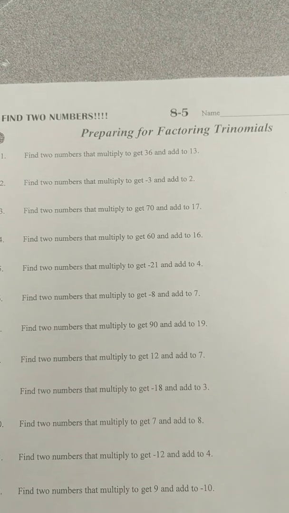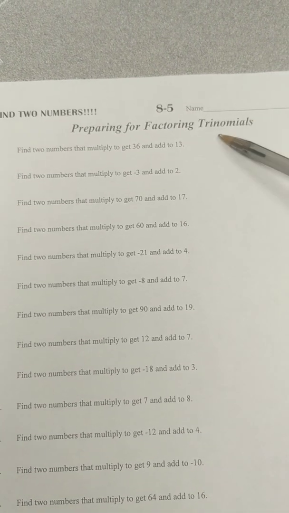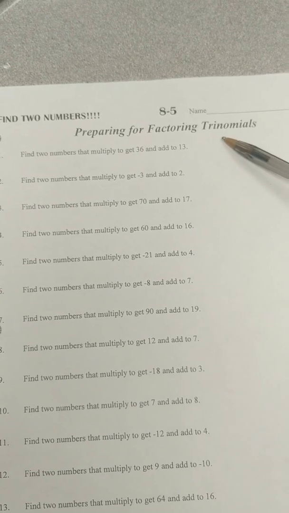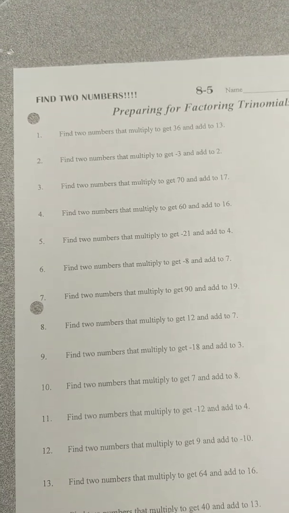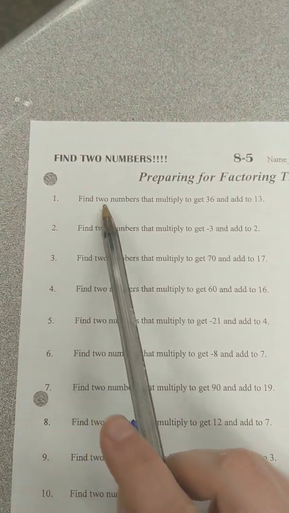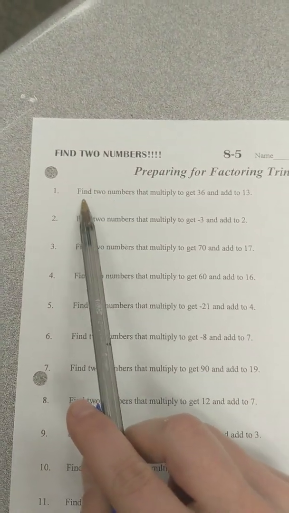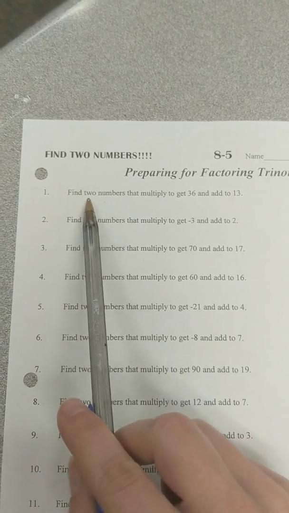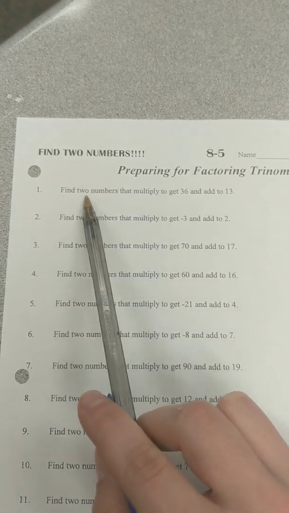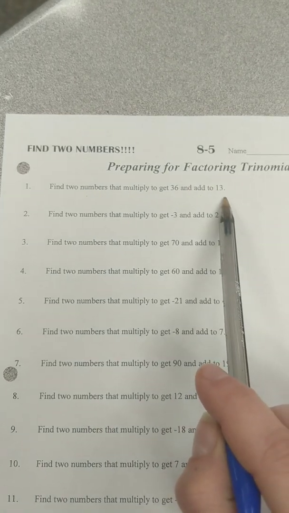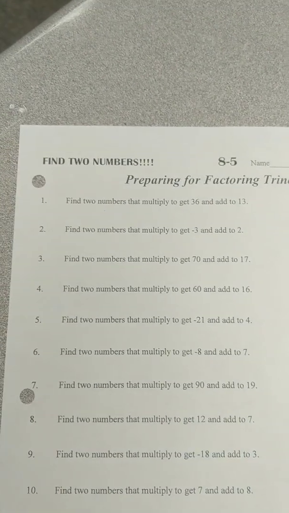All right, this is your first paper you need to complete, preparing for factoring trinomials. On this paper, all of your examples, if you read through them, what you're doing is you are finding two numbers. Okay, you need to find two numbers. Those two numbers have to multiply to get a certain number, and those two numbers have to add to get another number. Okay, so I'm going to go through a couple of examples.